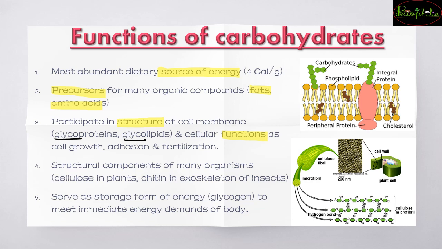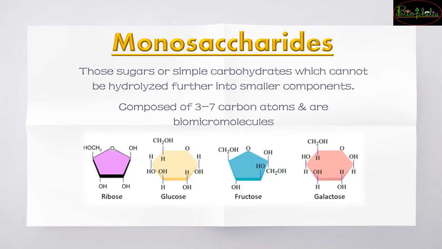Then the next part comes in about the structural components. For example, in the insects, exoskeleton formation is done by chitin. So chitin is a part of carbohydrate. Cellulose is also a carbohydrate that gives extra structural support to other organisms. या फिर एक storage form of energy में भी carbohydrates can be used. For example, in animals, the storage form is glycogen. So in this forms, various carbohydrates are helping the cell or the body to function. So let us now see about the monosaccharides.